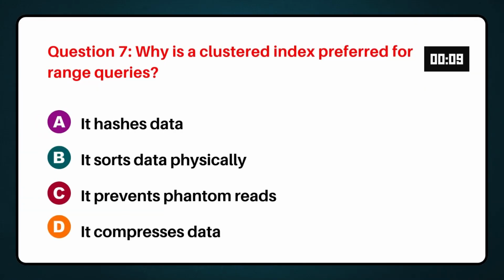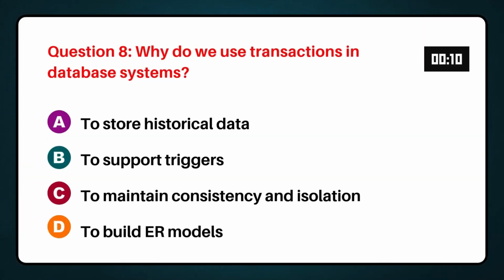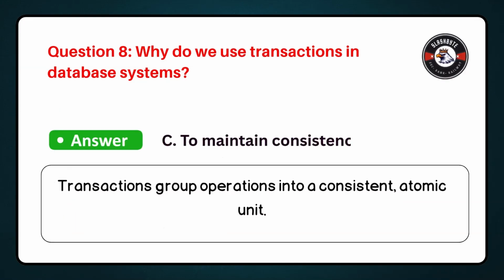Question 7. Why is a clustered index preferred for range queries? Correct answer, B. It sorts data physically. Question 8. Why do we use transactions in database systems? Correct answer, C. To maintain consistency and isolation.